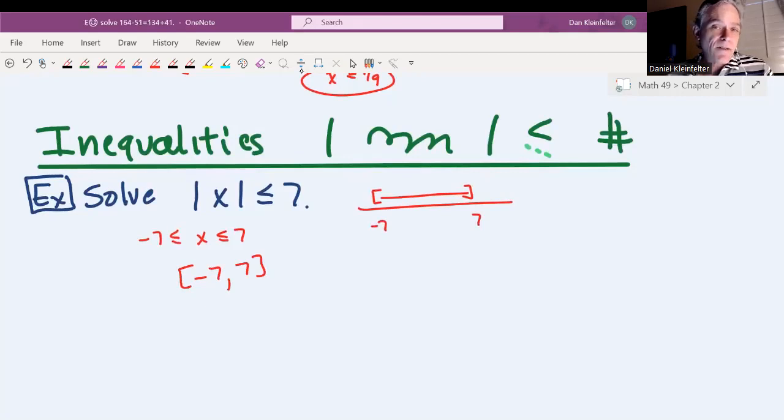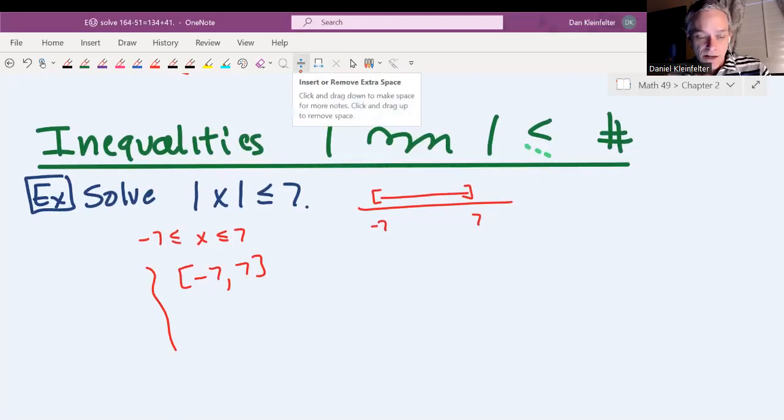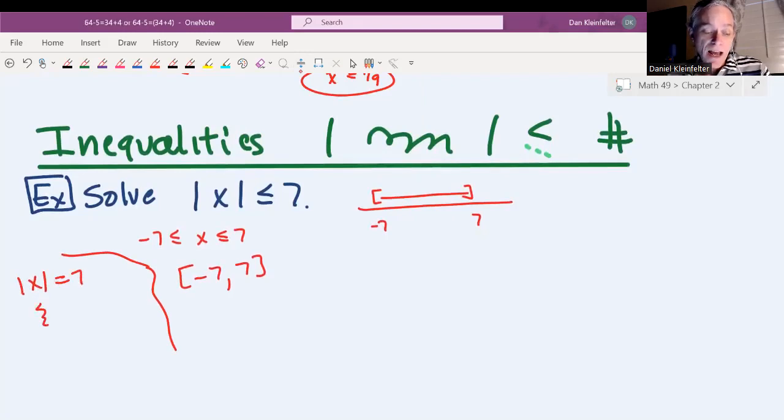Please note here that the answers to inequalities are going to be intervals rather than just sets of numbers. If we were doing an equation, absolute value of x equals 7, we'd have literally two numbers, -7 and 7, and that's it. Make sure that you know the difference between a set containing two numbers and an interval containing a whole interval of numbers.